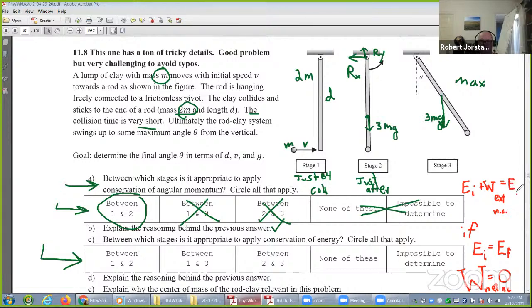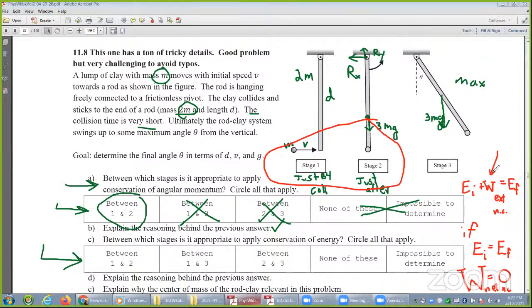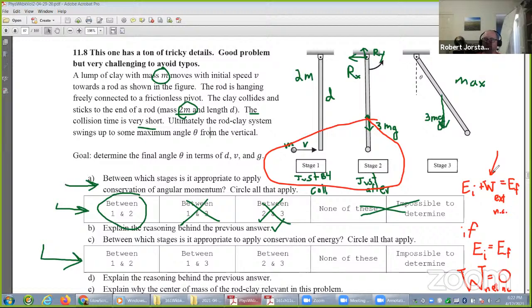So let me ask you, when does that apply here? Let's start with here. Between stages 1 and 2, is there going to be external or non-conservative work? What does your gut tell you? When the clay smashes into the rod and sticks to it, do you think energy is conserved? Think back to chapter 9. Yes. No. You lose energy to deform the clay.